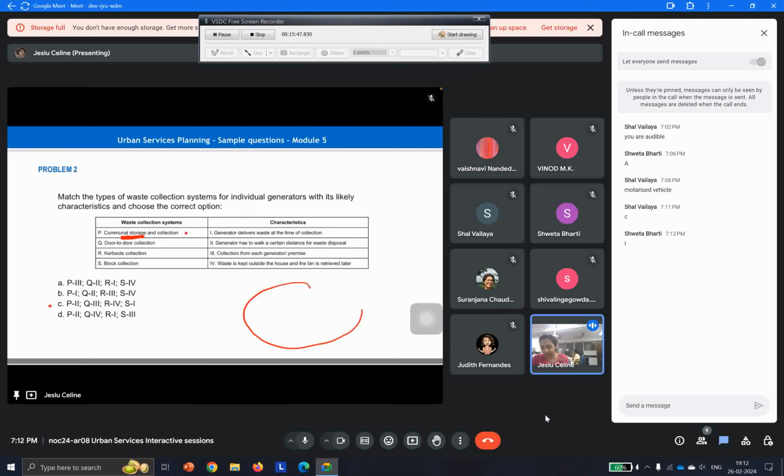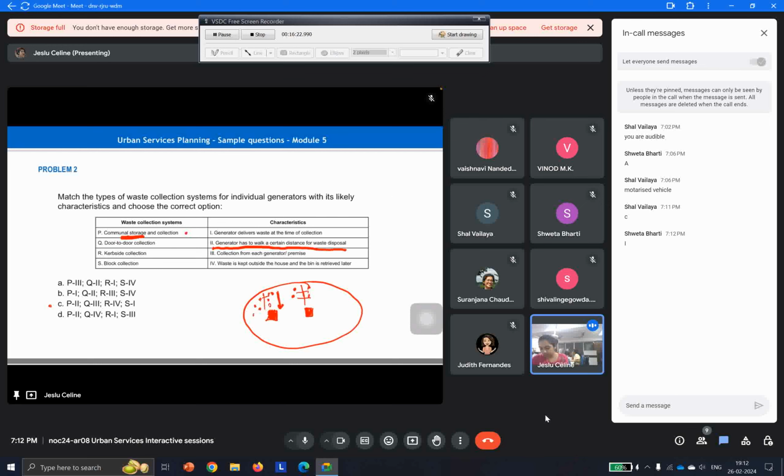So for instance, you have one region, you have certain residences located over here, like there's a road, there are certain residences here. Now you have a community bin over here. That is communal storage and collection. So for each region, for each locality, there's a community bin. Which means people from this region will come and dispose their waste in this particular community bin. So the answer to this is generator has to walk a certain distance for waste disposal because it's not very close to their house. So they walk a certain distance and then they deliver it.